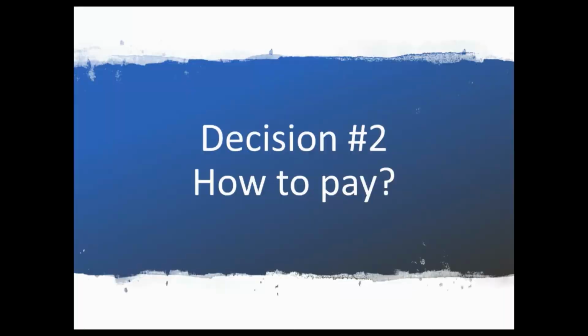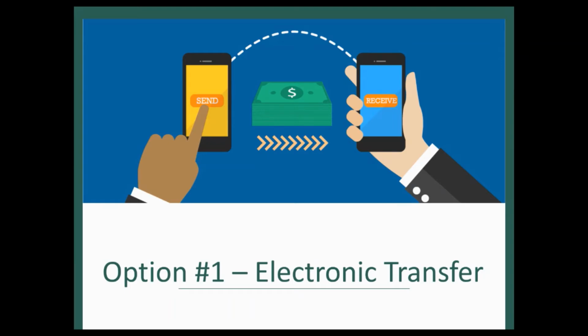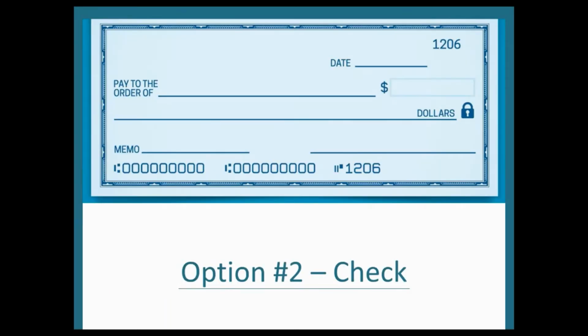Once you've decided who you're going to pay, decision number 2 is how you're going to pay. And there you have 2 primary options. Option number 1 is going to be to set up an electronic transfer to your bank account. From there, all you need to do is to make sure to use those funds for, again, qualified educational expenses. Option number 2 is to get a physical check printed and mailed to you where you can then use those funds for expenses that you have.